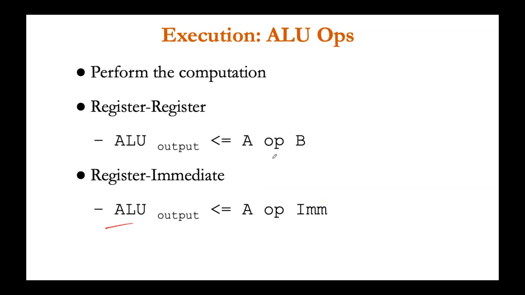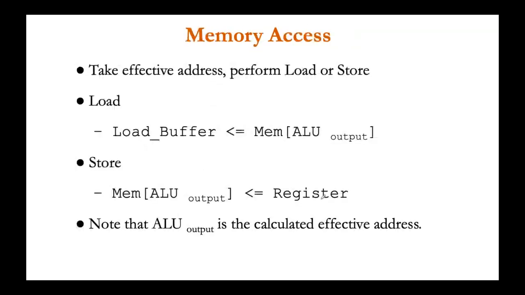In the ALU, the operation may be plus, minus, division, multiplication, AND, OR, exclusive OR, or anything. It is the same for immediate also. But here the operand is in a register, whereas there the operand is an immediate value, which may be 4, 5, 6, anything. That happens in the execution of the ALU.